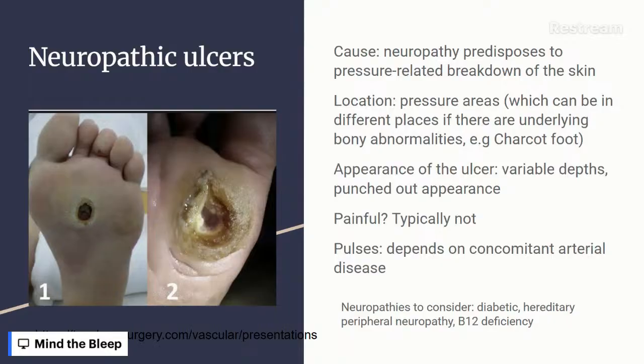With regards to pulses, if you were to perform a vascular examination, this is entirely dependent on whether there's concomitant arterial disease. So if there's arterial disease at the same time, then of course the pulses will be affected. You may not feel them, or they may be much weaker and much more difficult to feel. If there is no arterial disease, then the pulses should be fine, and you'd be able to feel them as you would in any other patient.